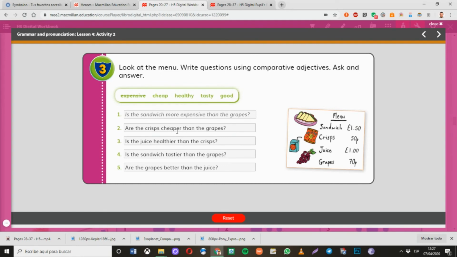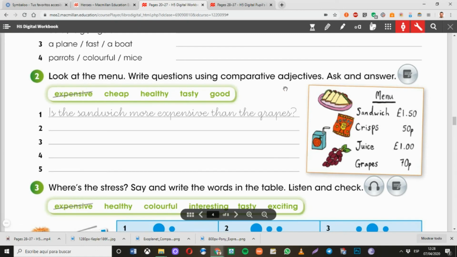From cheap, cheaper than. From healthy, healthier than. From tasty, tastier than. That's very similar to this one. And from good is better. Yeah. Okay. So I hope your questions are right. Okay. Let's move on. Let's continue. We almost finished. Okay. We almost finished.